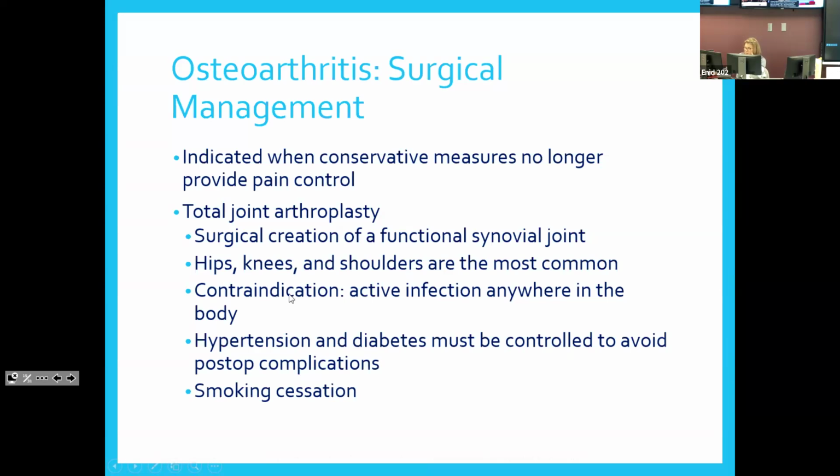Any contraindication, of course, would be infection anywhere in the body, because with those surgeries you have to be very aware of infections. Not that you don't for everything, but you'll see people that get infections, and it can be from that joint that they put in their body. Now, it's not super common, but it is a risk. And so that's why you don't want any infection that you can detect anywhere in the body. High blood pressure and diabetes must be controlled to avoid post-op complications, and then quit smoking.